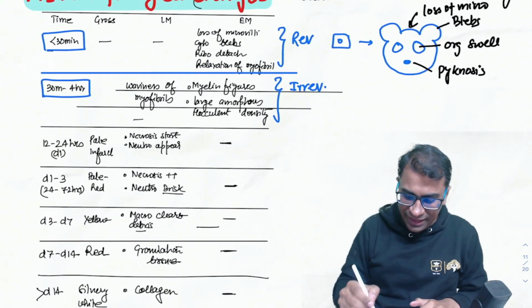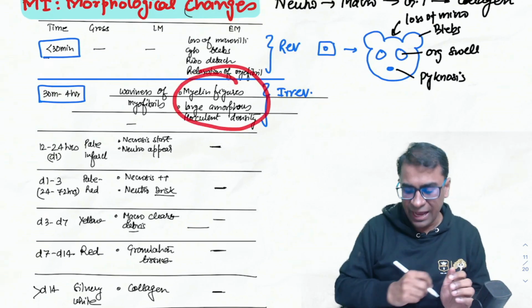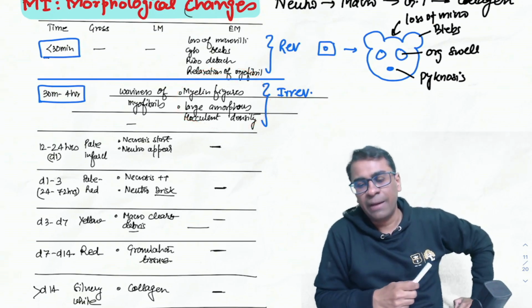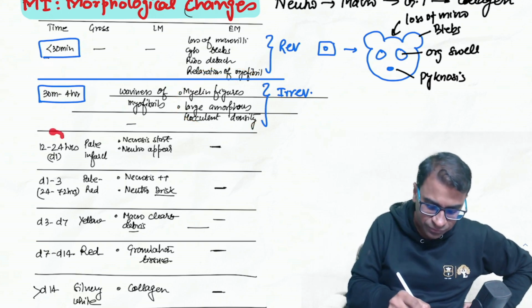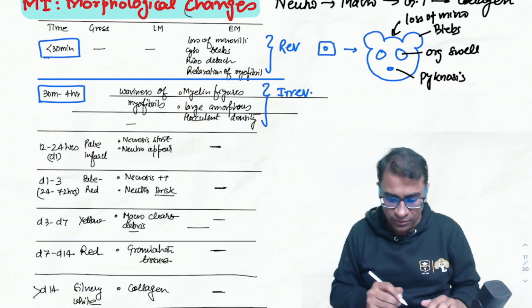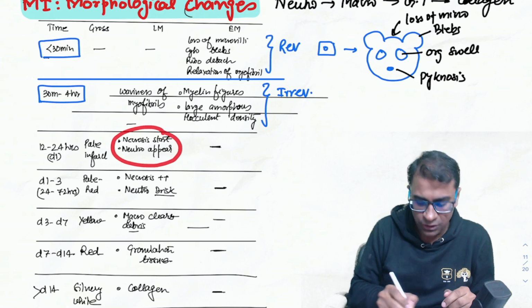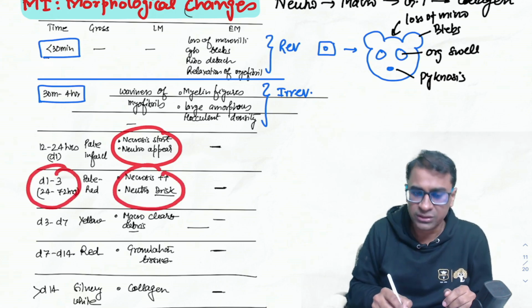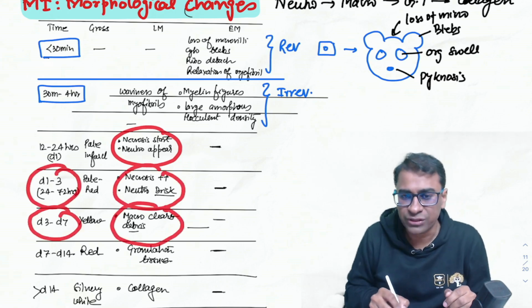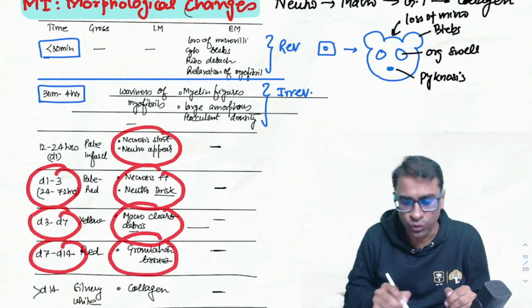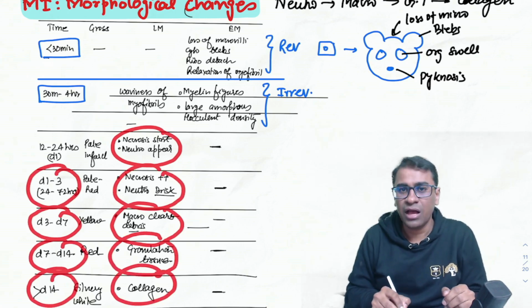Okay, in the irreversible injury, there are myelin figures and large flocculent amorphous densities. Now on day 1, what cell comes? Neutrophils. 1 to 3, more neutrophils. 3 to 7, macrophage. 7 to 14, granulation tissue. And after 14, collagen. How to remember?